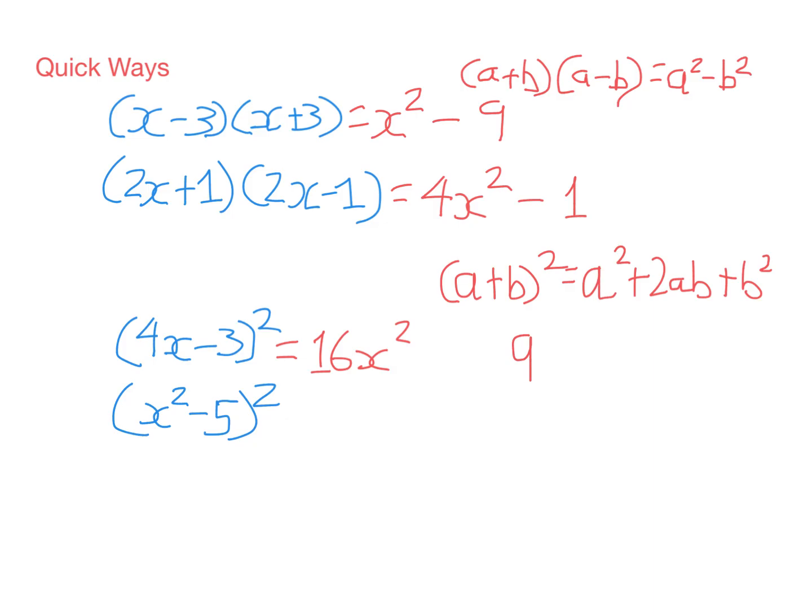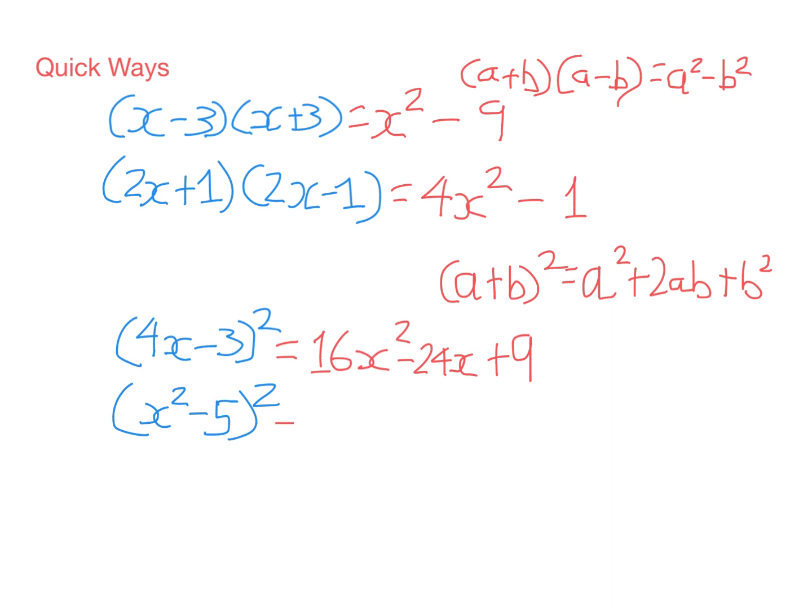Now whenever you square something, it's positive. And what goes in the middle is 2 times the first term times the second term. So 2 times 4x is 8x, times -3 gives me -24x. All right, what about x squared minus 5 all squared?